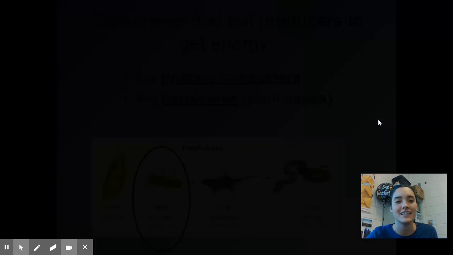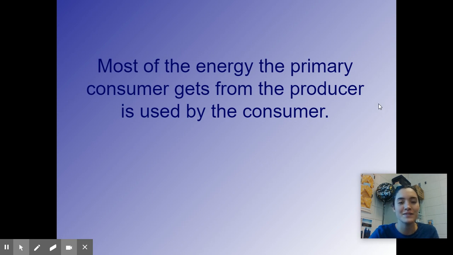We'll talk about that in a little bit. So most of the energy the primary consumer gets from the producer is used by the consumer. So that lizard got its energy from the corn, and most of that energy that the lizard got from the corn, it uses.